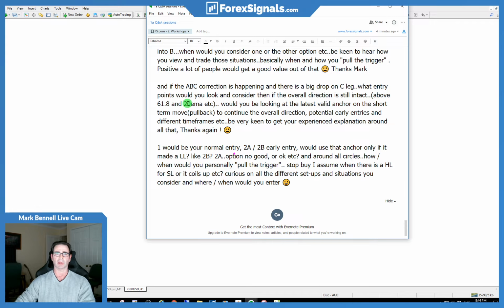So if the ABC correction is happening and there's a big drop on C leg, what entry points would you look and consider then if the overall direction is intact above the 61 and above 20 EMA?